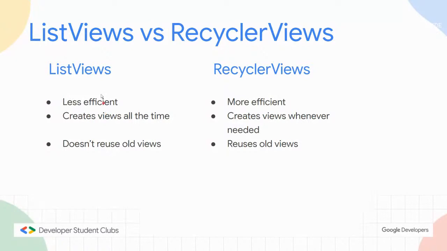But a few more things is list views. The reason why it's inefficient is because it creates views all the time. Anytime there's a need for a view, it just creates it.